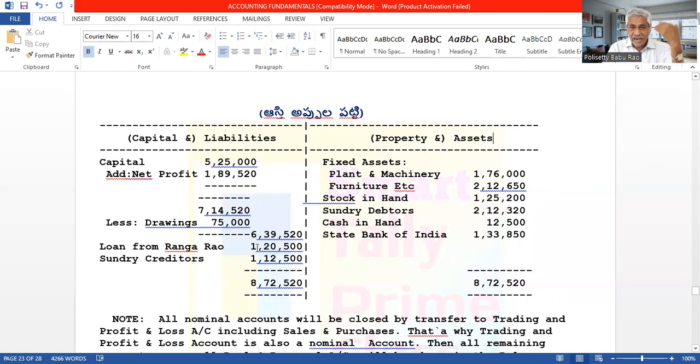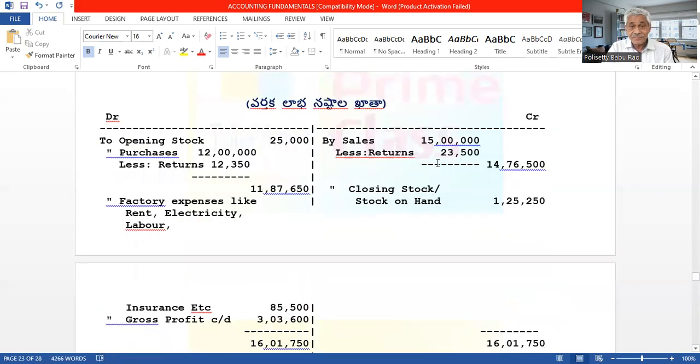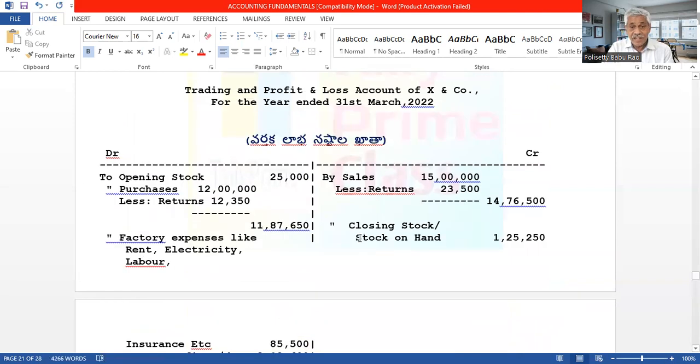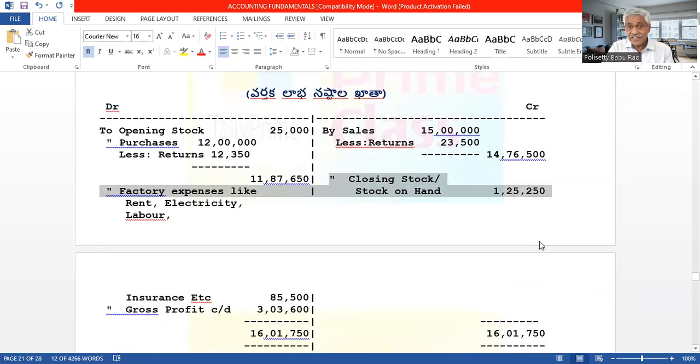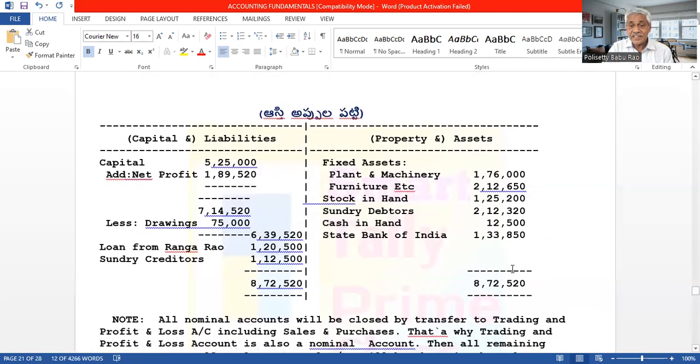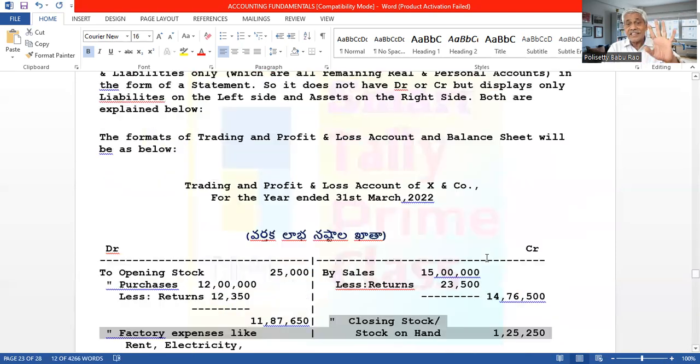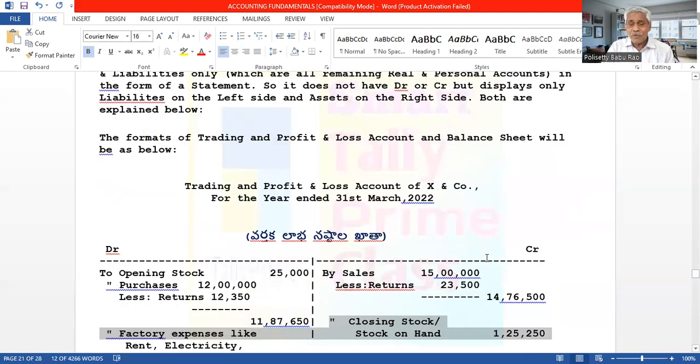And then current assets, changing every day. Starting with stock in hand. So the stock at the end of this year, which we showed in the trading and profit and loss account, in the trading account part, we showed stock in hand or closing stock of this year. The same amount we show in the balance sheet also. So whatever account is there in the trial balance, we are showing either in the trading account, the profit and loss account, or the balance sheet.